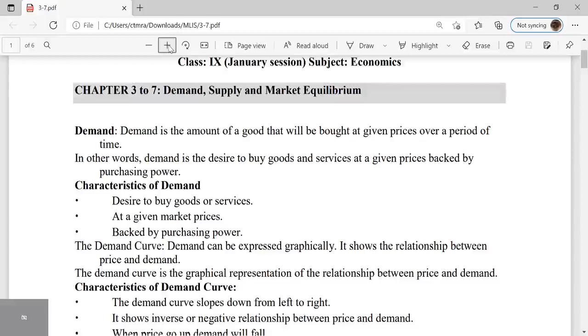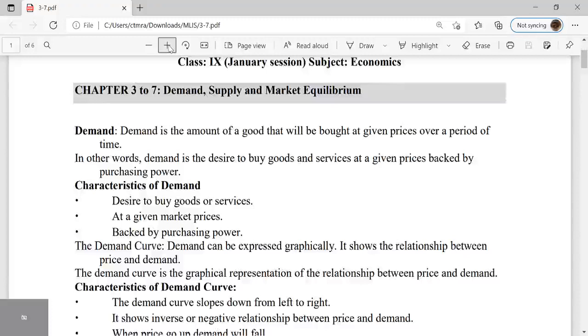Okay. So now think about your favorite food. If the price of your favorite food increases, then unfortunately we buy less, right? But when the price falls, we tend to buy more, right? So there is an inverse relationship between the price and demand. Whenever the price increases, demand falls, and whenever price reduces, demand rises.